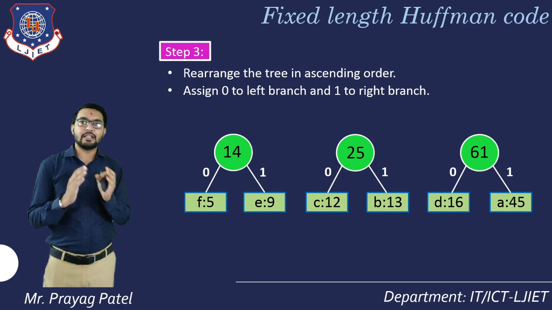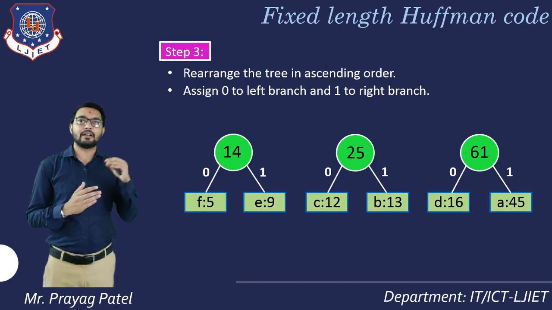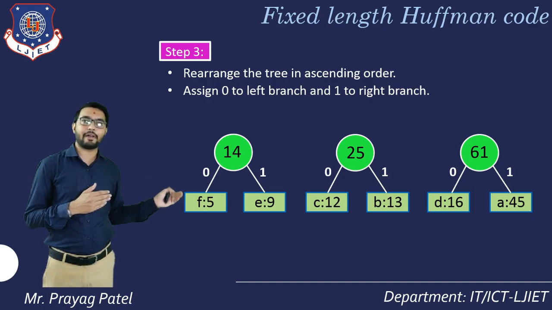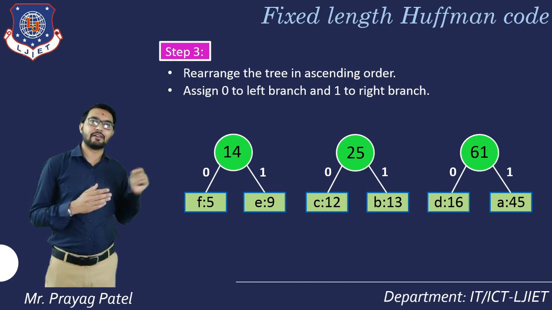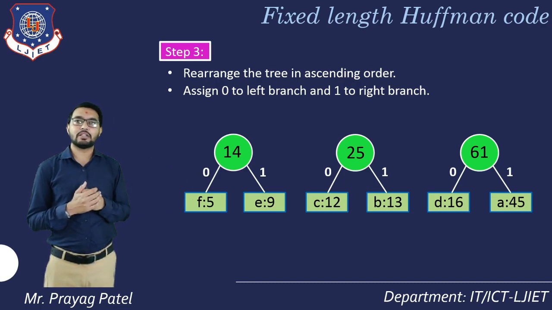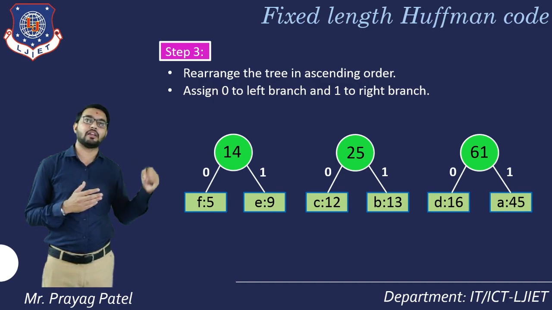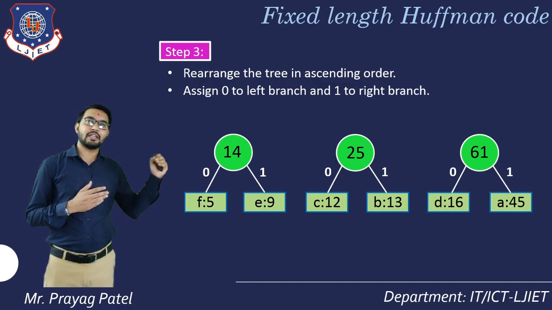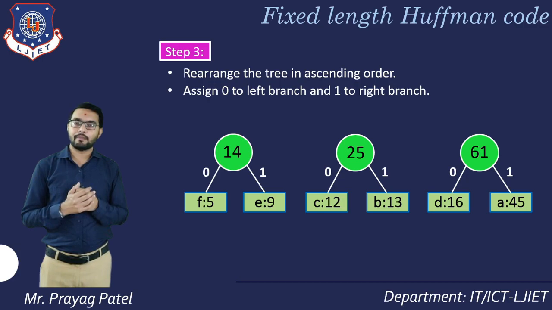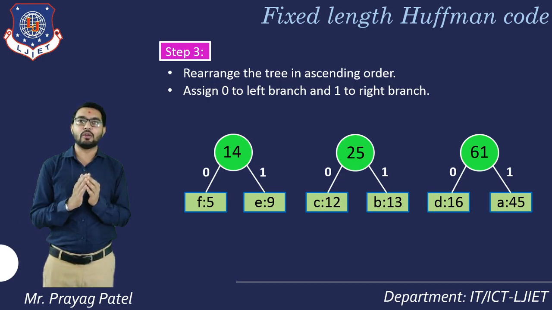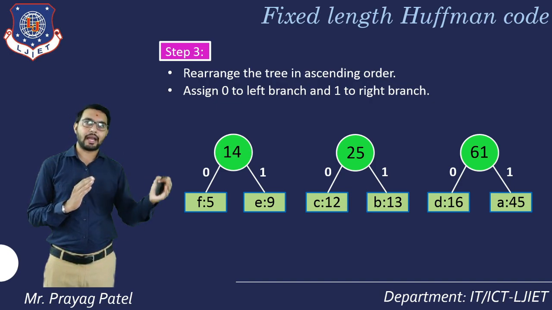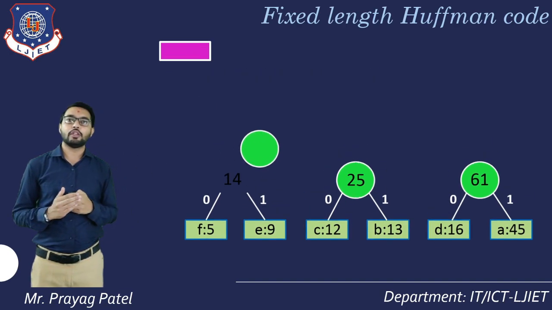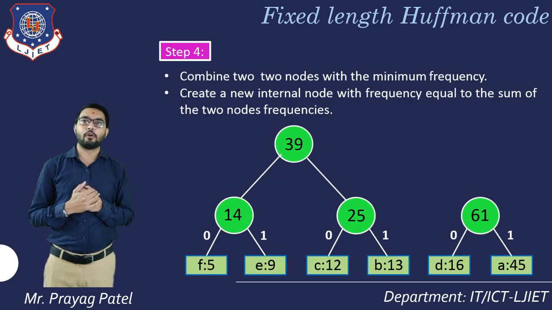Now assign the 0 value to the left child and the 1 value to the right child. So here, for F5 consider the link as 0 and for E9 consider the link as 1. In 25, consider C12 as 0 and B13 as 1. D16 as 0 and A45 as 1. So for each and every node in a tree, the left child is 0 and the right branch is 1. Now the next step, step number 4.